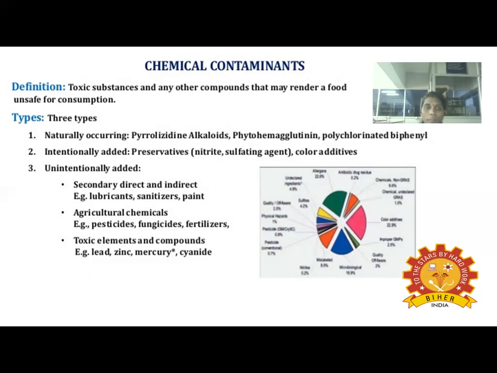What is naturally occurring? The pyrrolizidine alkaloids, phytohemagglutinin, these are naturally occurring. Then intentionally added: preservatives, something like nitrites, sulfating agents, color additives. Then unintentionally added, secondary direct and indirect, for example lubricants, sanitizers, and paint. Then agricultural chemicals: pesticides, fungicides, and fertilizers. Then toxic elements and compounds: lead, zinc, mercury, and cyanide.